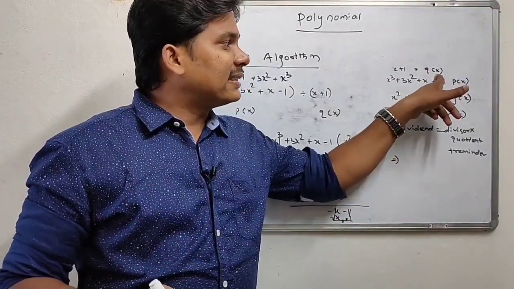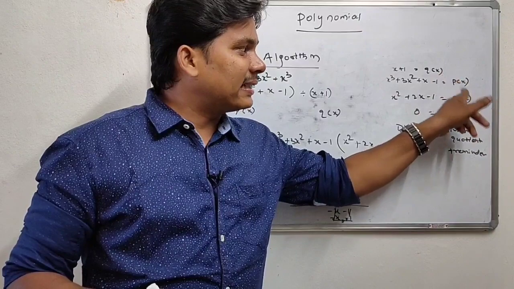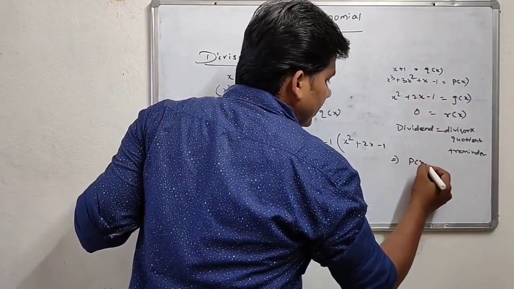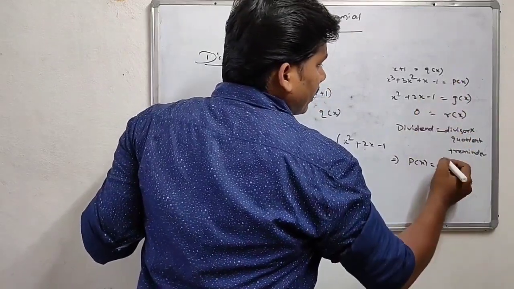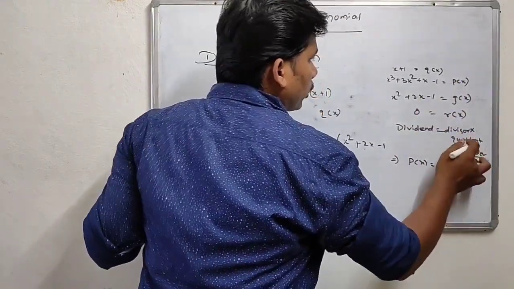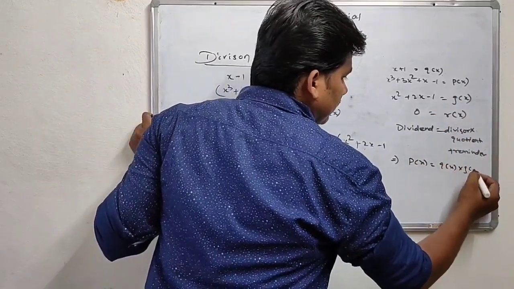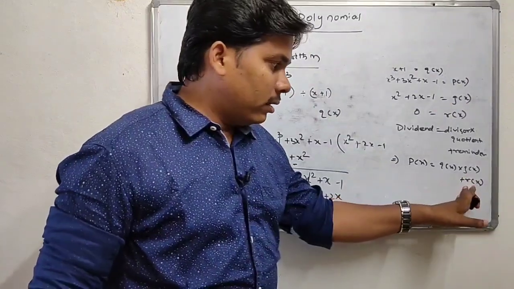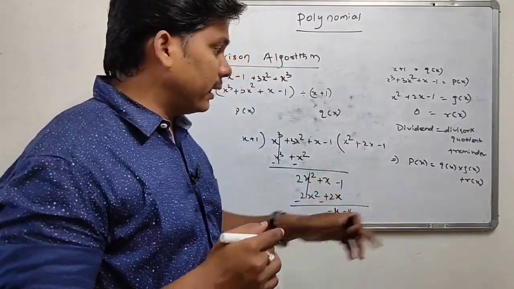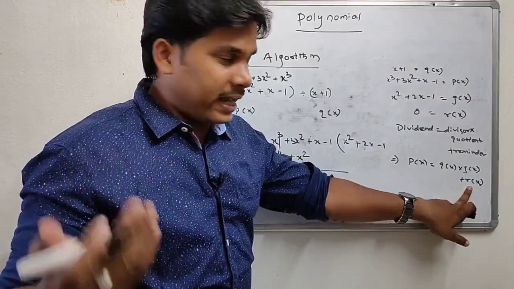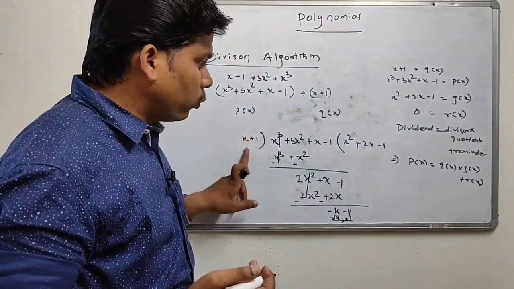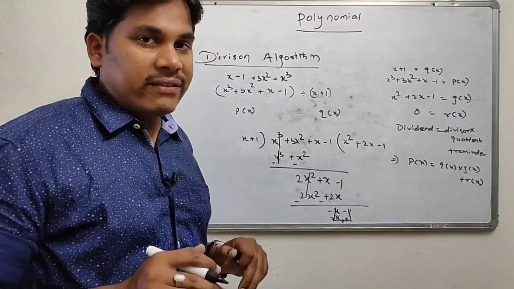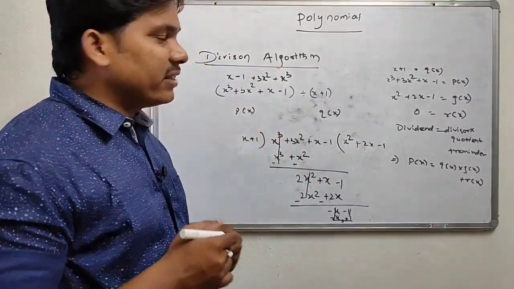Okay, everywhere x is the variable, that's why I kept the x in the bracket. So the dividend p of x is equal to the divisor q of x into quotient g of x plus remainder r of x. Remember, the exponent of x in the remainder should be less than the divisor and the dividend also. And this is the division algorithm.